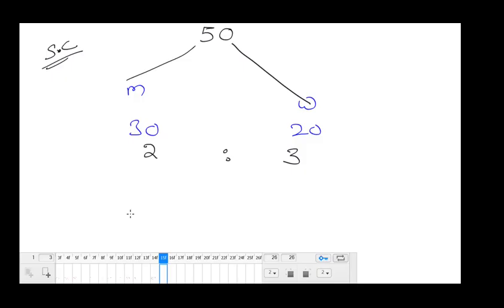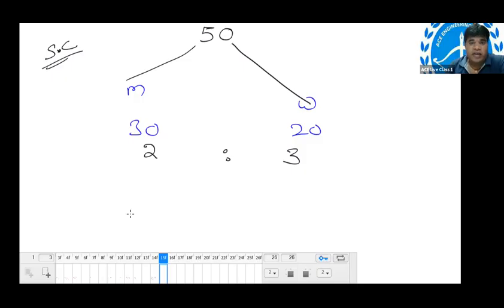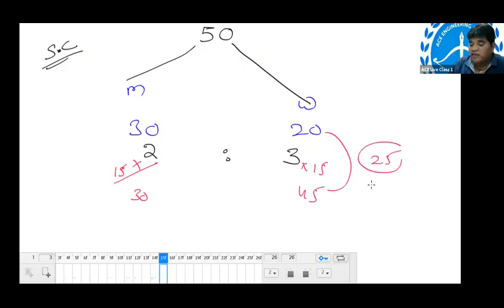Milk is 30 liters in both cases, a constant quantity. Milk is the common quantity, so first time it is 30 and second time it is also 30. That's the reason the new ratio is multiplied by 15 on the left side: 15 twos are 30. Right side also multiplied by 15: 15 threes are 45. So the difference is 25. Direct answer completed.